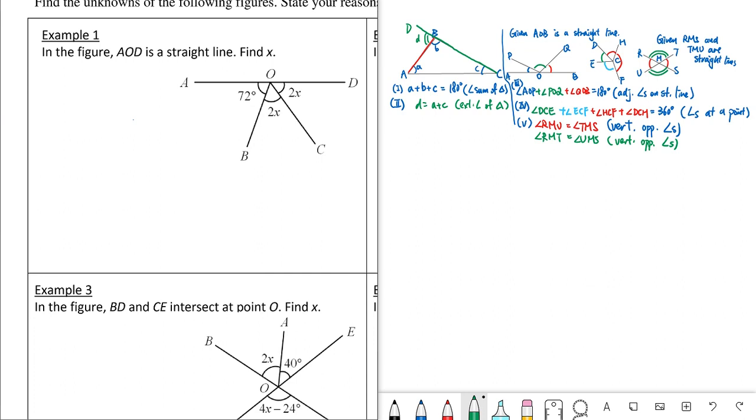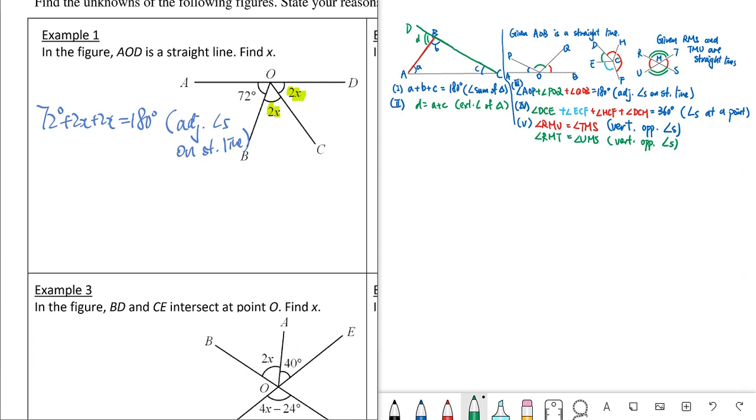Therefore, what you should do is just present your work and then write the reason. That is 72 degrees plus 2x plus 2x equals 180 degrees. That we'll call adjacent angles on straight line. But although maybe we won't deduct marks in the test or the exam if you write something like this, in the way of presentation it is not something very good, because you are talking about 2x, but in the figure you observe there are 2x over here.